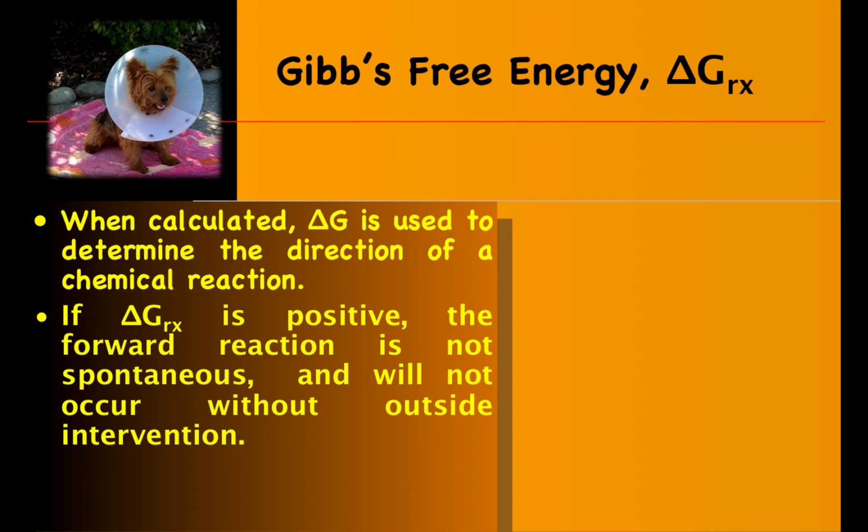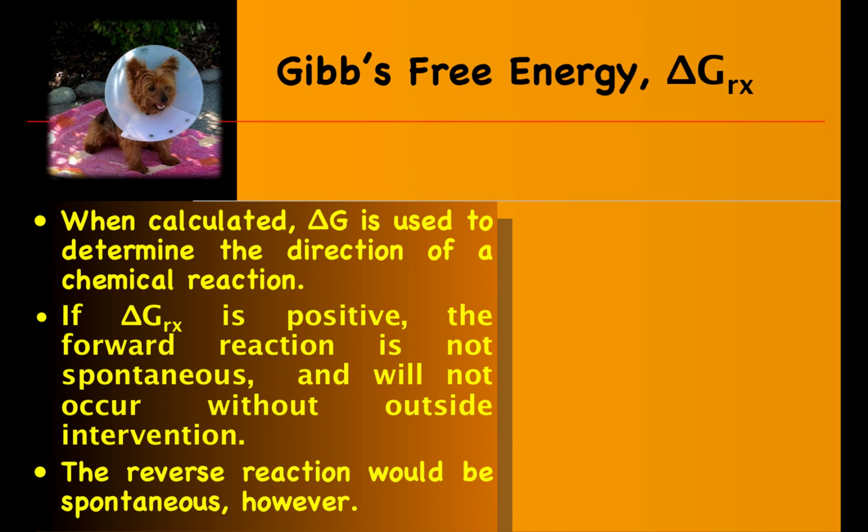If delta G is positive, however, that means that the forward reaction is not spontaneous and will not occur without outside intervention. An example of outside intervention might be increasing or decreasing the temperature. If the delta G is positive for the forward reaction, that would mean that the reverse reaction would be spontaneous because its delta G would be negative.